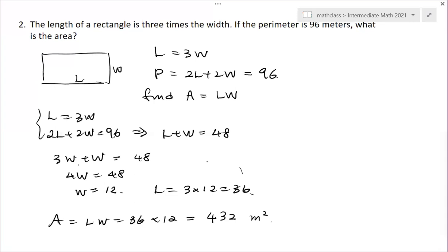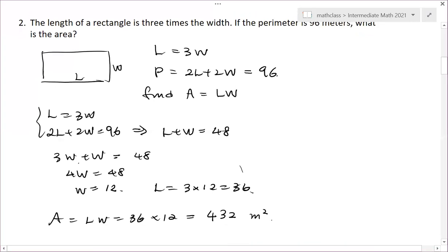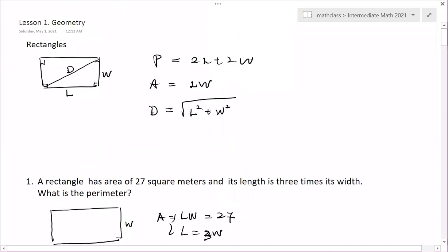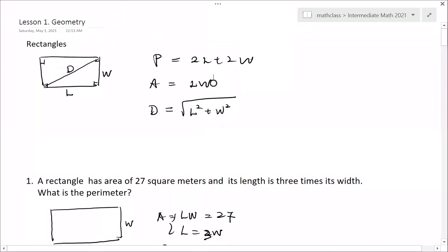Okay, so those are the two problems about the area and perimeter of rectangles, right? And then we have the formulas. The perimeter is 2 times L plus 2 times W, and the area is L times W. Okay, and we're now going to discuss the Pythagorean theorem, which gives us the length of the diagonal.